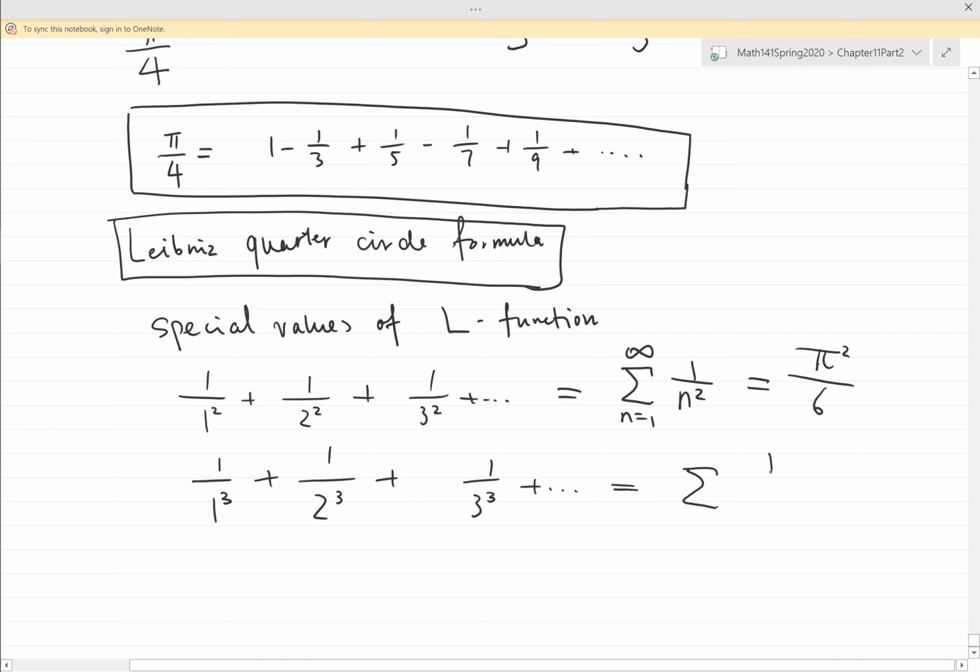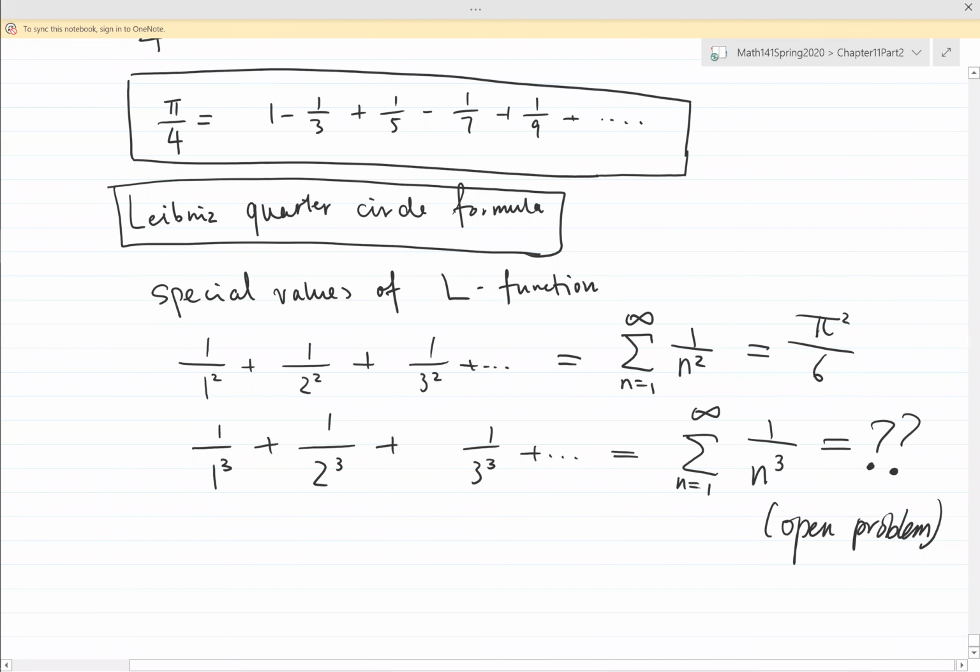So we know very little about this sum of the cubes of integers. We don't have a closed expression. Of course, we can do it numerically, but we want a closed formula. Today, we still don't know. This is an open problem. And actually, this is a really beautiful area in mathematics, a really beautiful part of number theory.